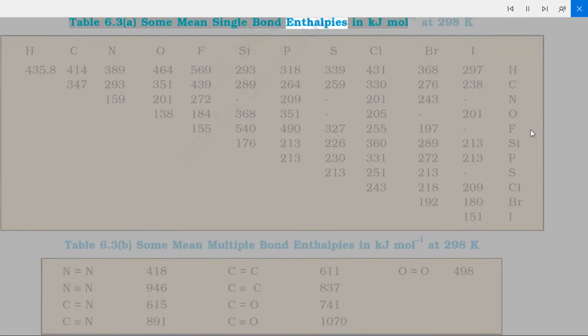Some mean single bond enthalpies in kgmol 1 at 298 Kn is equal to N418 C is equal to C611 O is equal to O498 N946 CC837 C is equal to N615 C is equal to O741 C N891 CO 1070. Table 6.3 B. Some mean multiple bond enthalpies in kgmol 1 at 298 K ***.